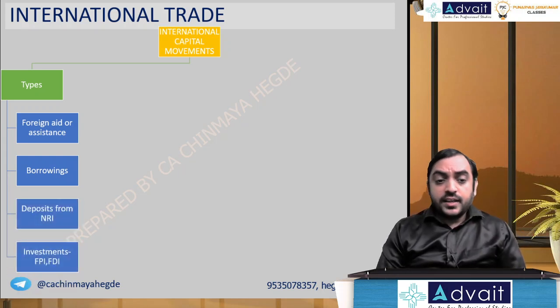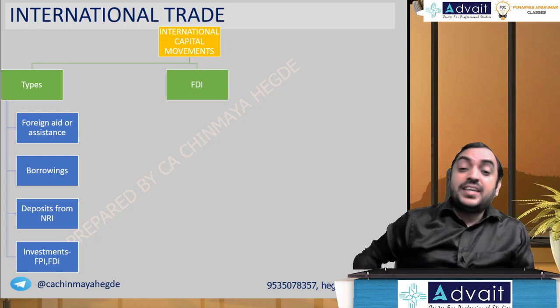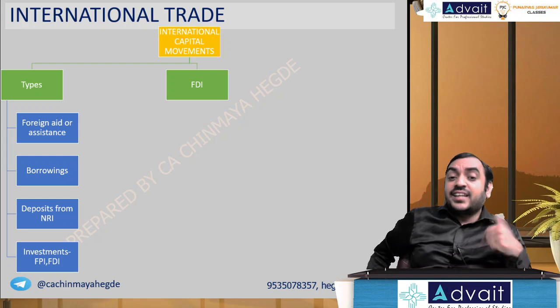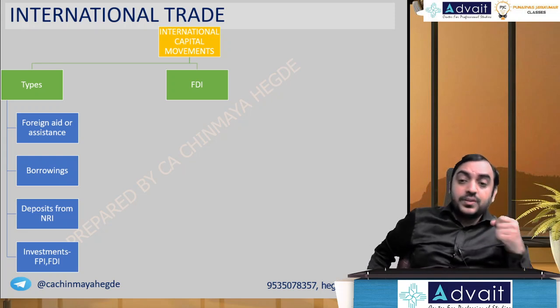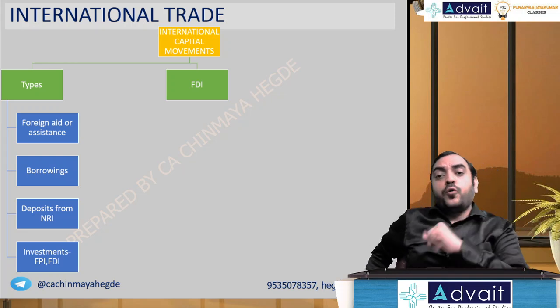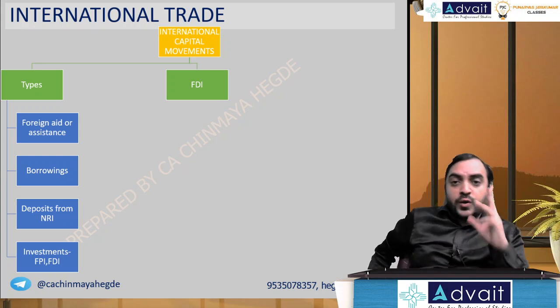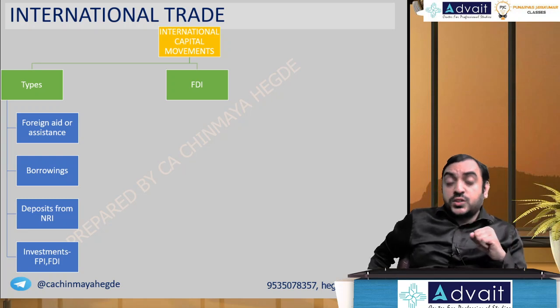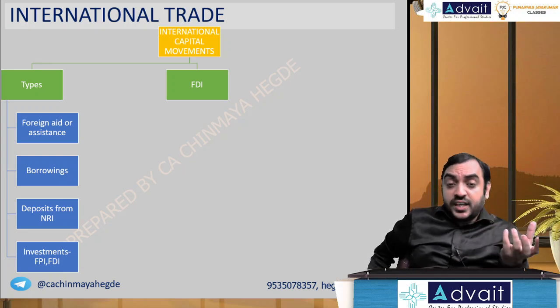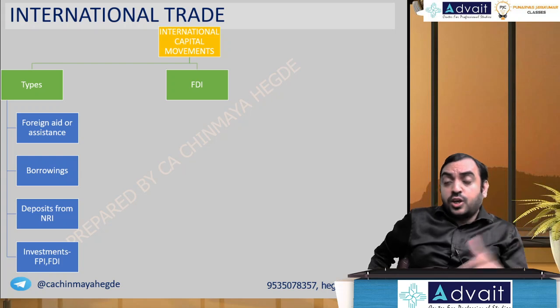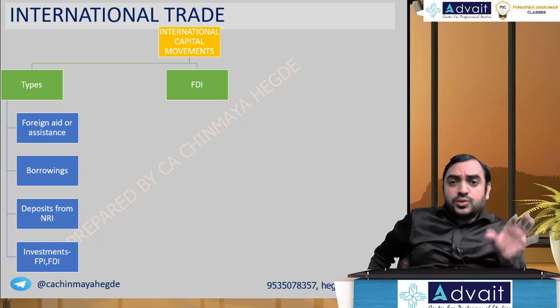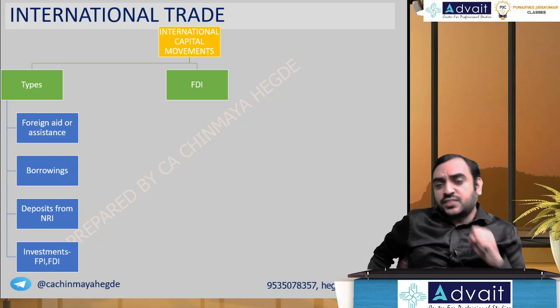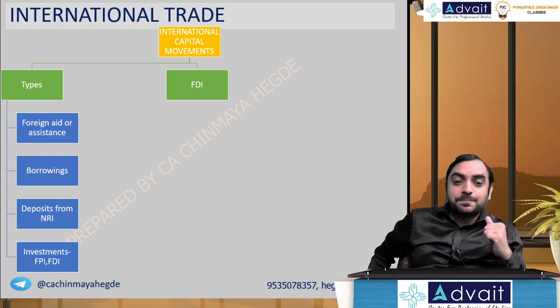Deposits from NRIs, and the main difference point, we have FDI and FPI: foreign direct investment, FDI, and foreign portfolio investment, FPI. You have to understand the distinction. A lot of government policy is also there. In some sectors we allow FDI; in the defense sector they don't allow. In the retail sector they have restrictions. In the banking sector they have allowed. So some sectors 100%, some sectors 50%, per government policies.